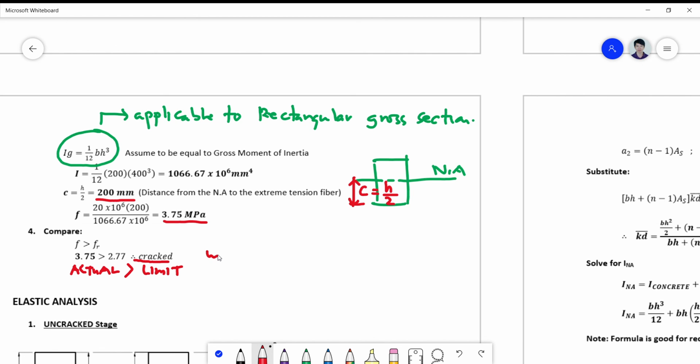So question, what if they are equal? What if F is equal to Fr? So still, the conclusion is the concrete will crack. Okay, because it's on the exact value of your modulus of rupture.